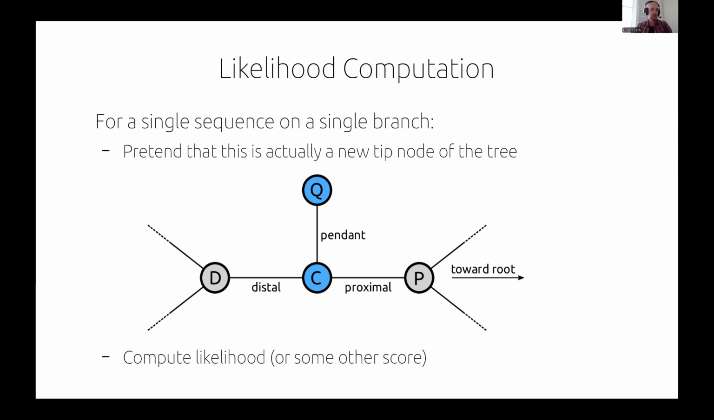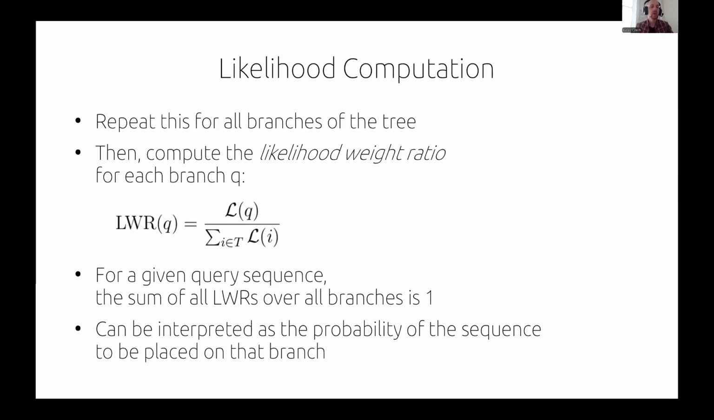And we do that for all, next slide here. No, not working. There we go. And we do that for each sequence for every branch of the tree. So that gives us a likelihood value of how likely that sequence is to be placed on that particular branch.